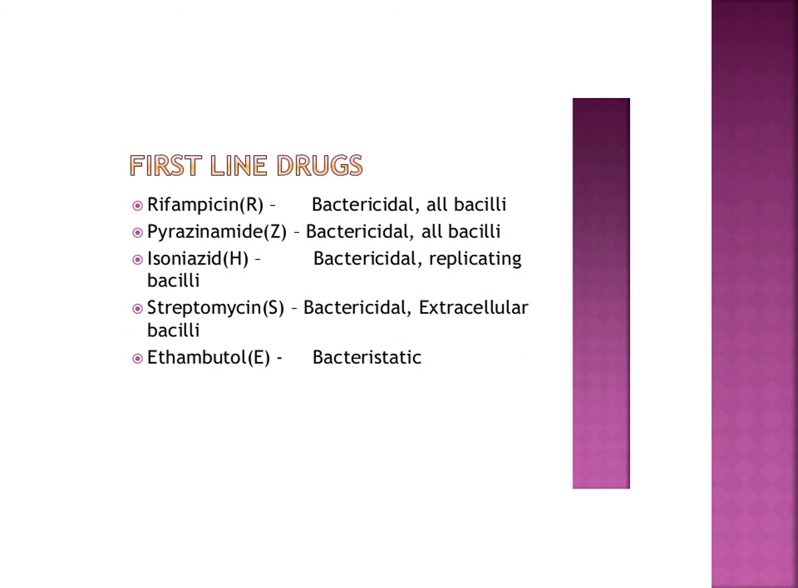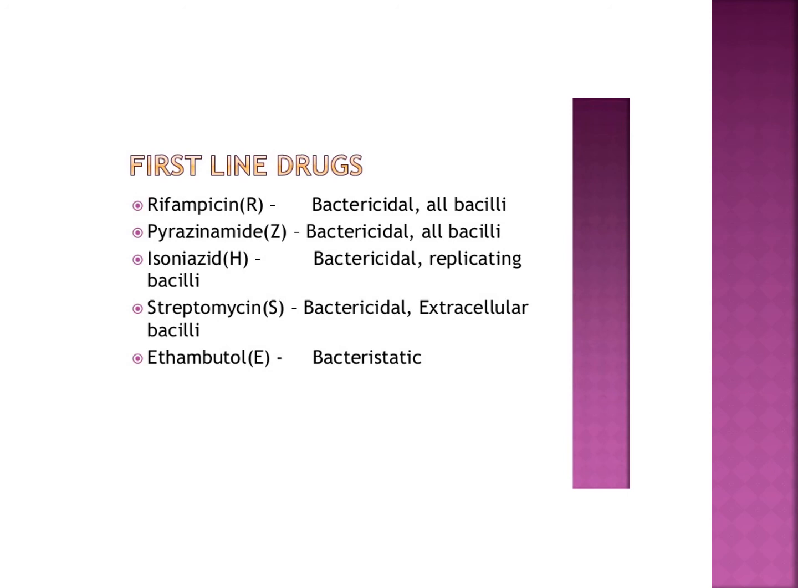So if we briefly discuss treatment, these are the important drugs which are considered first line medicine or treatment for Mycobacterium tuberculosis. It is rifampicin, which is bactericidal, pyrazinamide, isoniazid, streptomycin and ethambutol.